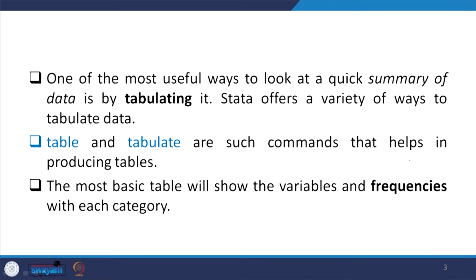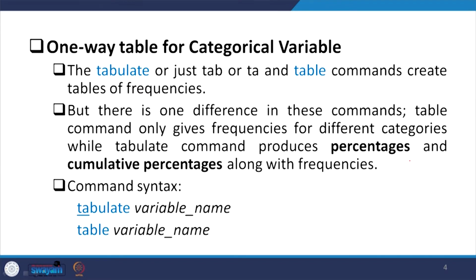Now we are summarizing data; we discussed codebook. Now I am focusing on the difference between table and tabulate. Table and tabulate are commands that help in producing tables. The most basic table will show the variables and frequencies with each category. The researcher does require one way table, two way table, three way table, sometimes larger order tables as well, depending upon the kind of analysis they want to target.